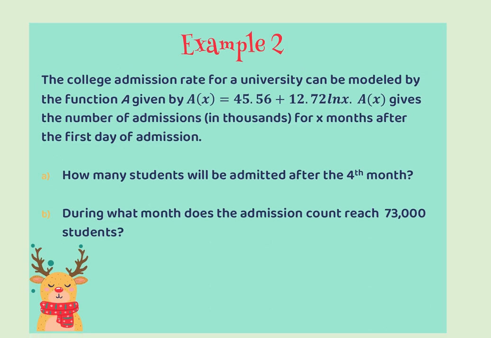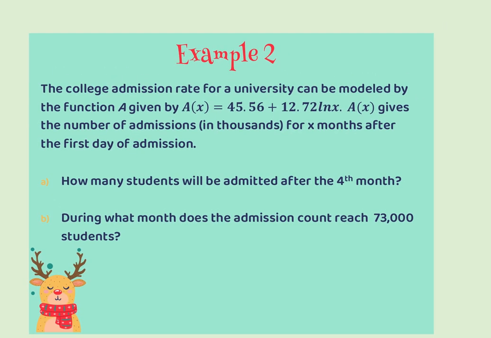All right. Example 2 says the college admission rate for a university can be modeled by the function A, given by A of x equals 45.56 plus 12.772 ln of x. A of x gives the number of admissions in thousands, which is obviously important, for x months after the first day of admission. A says how many students would be admitted after the 4th month.